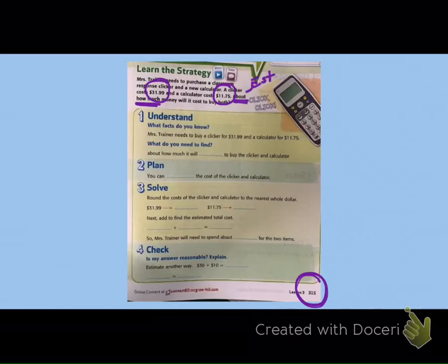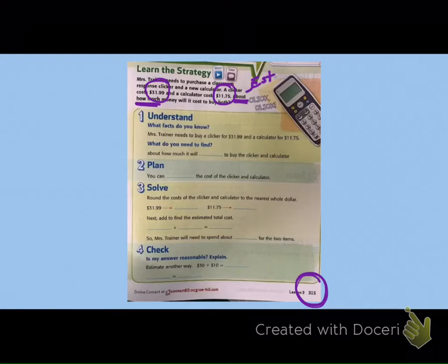Whenever you have an "about how much," that should be a clue in your head going, I know that phrase. That tells me I'm going to be estimating. Not going to be finding an exact answer. Going to be finding an estimate. So let's fill this out.